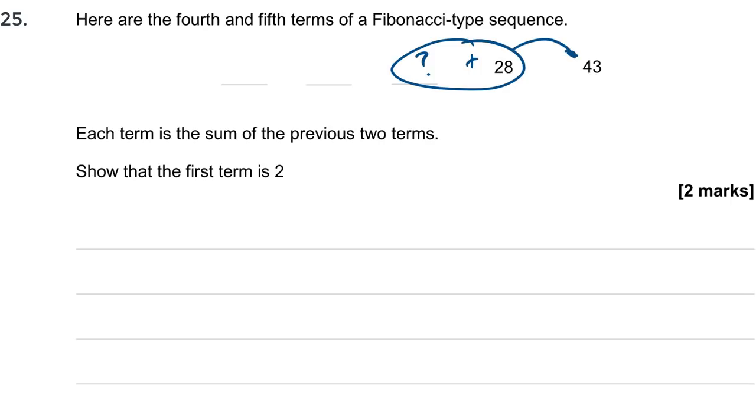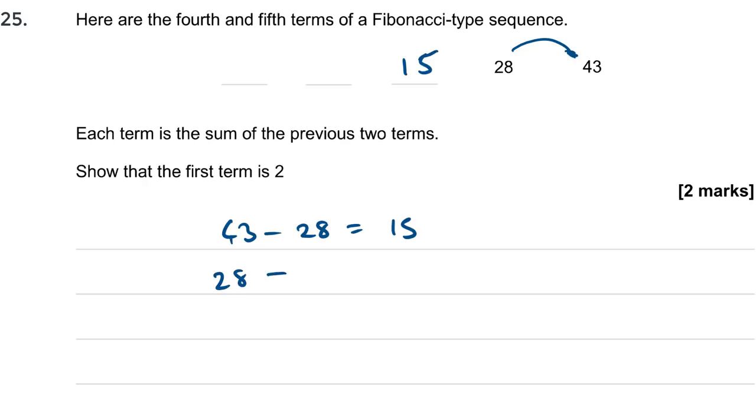So we can work backwards through a Fibonacci sequence by subtracting two consecutive numbers from each other, and it will tell us the number that precedes them. So that number there is going to be 43 subtract 28, which is 15. And we can do the same again. 28 subtract 15 is going to give me the next number along, which is 13. And then 15 subtract 13 is 2. So that's our first term there.